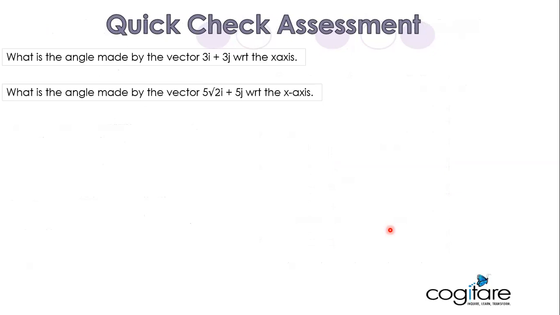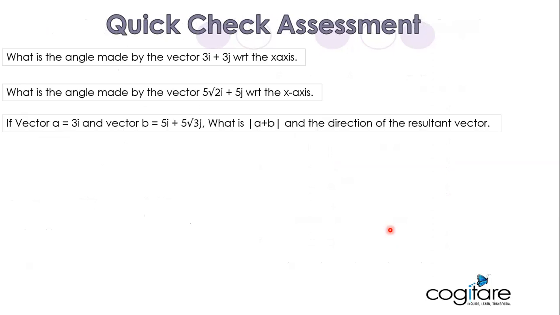We have another quick check assessment. What is the angle made by the vector 3i plus 3j with respect to x-axis? Angle made by the vector 5 root 2 i plus 5j with respect to x-axis. And if vector a is equal to 3i and b is equal to 5i plus 5 root 3 j, what is the magnitude of a plus b? Or what is the magnitude of the resultant and the direction of the resultant? So with whatever we have learned, I urge you to work on these numericals, and we will see how to do this in the third video.